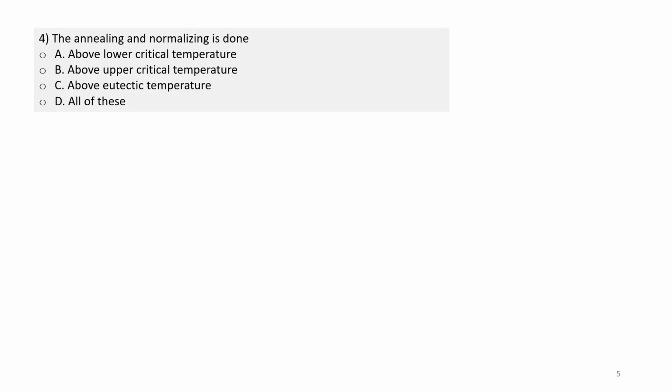Next question is: the annealing and normalizing is done above lower critical temperature, or above upper critical temperature, or above eutectic temperature, or all of these. So the correct answer in this case will be above upper critical temperature.